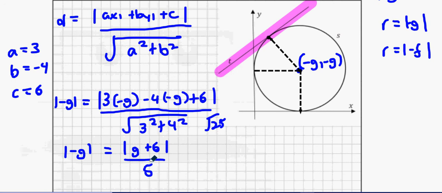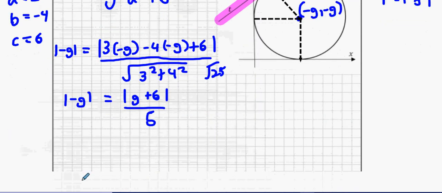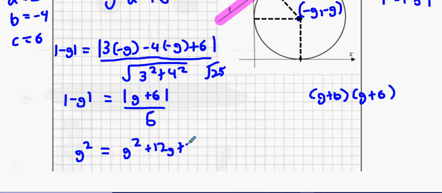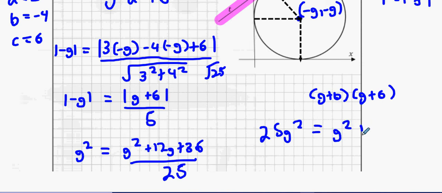Now I'm going to square both sides. I don't like dealing with this absolute business here. I'd just rather square both sides and get it over and done with. So what we're going to get is G squared equals G plus 6 multiplied by G plus 6, which is going to be G squared plus 12G plus 36 all over 25. Bring the 25 up and we're going to get 25G squared equals G squared plus 12G plus 36.